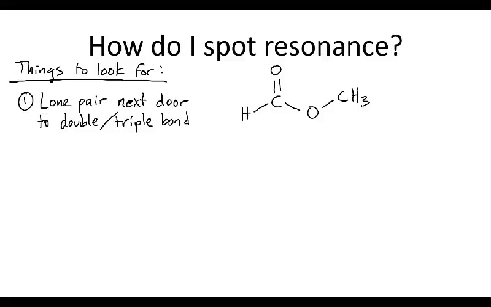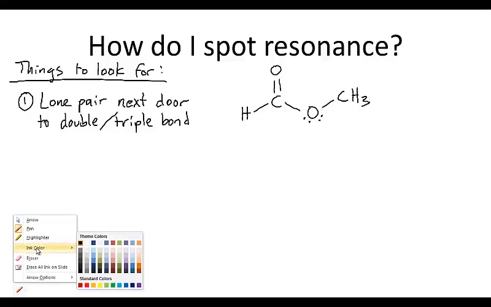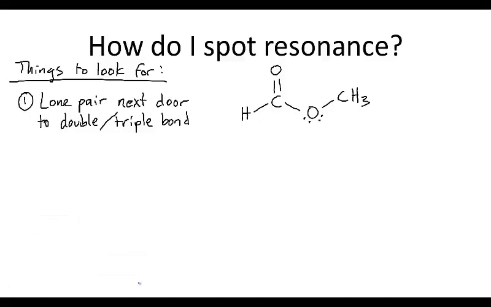This ester has 2 lone pairs on this oxygen over here, and those lone pairs are 1 atom away from a pi bond. So the fact that there are lone pairs right next door to that pi bond means resonance is a possibility. And I'm going to introduce to you something we call the curved arrow formalism, a very useful tool for us in organic chemistry. What we do is we take a pair of electrons and we draw an arrow to show it moving from one spot to another. Okay?